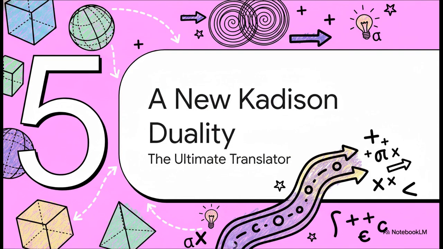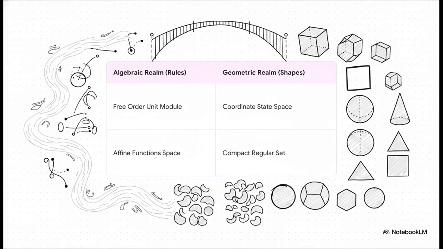Section 5. A new Cadison duality, the ultimate translator. And this right here brings us to the absolute climax of this explainer. This is where mathematical researcher Tay Streckelage recently made a massive, literal game-changing leap by establishing Theorem 1.5. Just notice how the two columns here perfectly align. The algebraic rules on the left mirror the geometric shapes on the right, flawlessly.